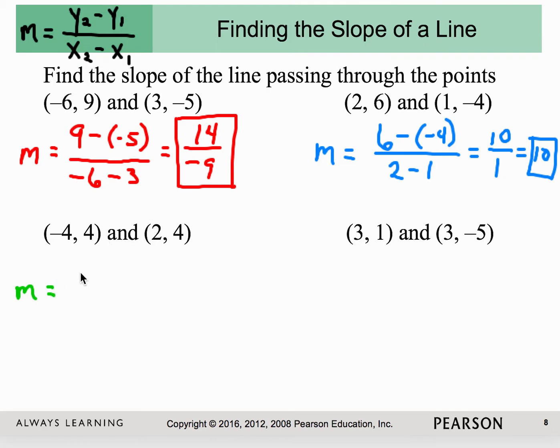Okay, this one it doesn't matter. Oh, look. 4 minus the other y value. I started over here, so I got to start here. -4 minus 2. So 0 over -6. Don't forget to simplify.